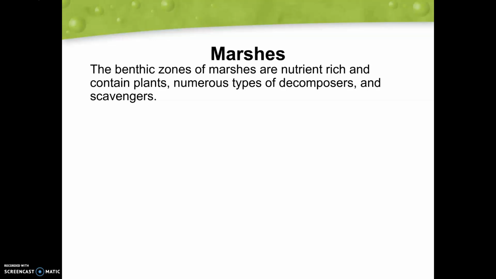Our benthic zone, which we know is the bottom of the ocean or the lake floor of marshes, are very nutrient rich because of those sediments, and they contain plants, decomposers, and scavengers. So when you think of scavengers, you might think of predatory birds, but there are also many other types of scavengers that are around.